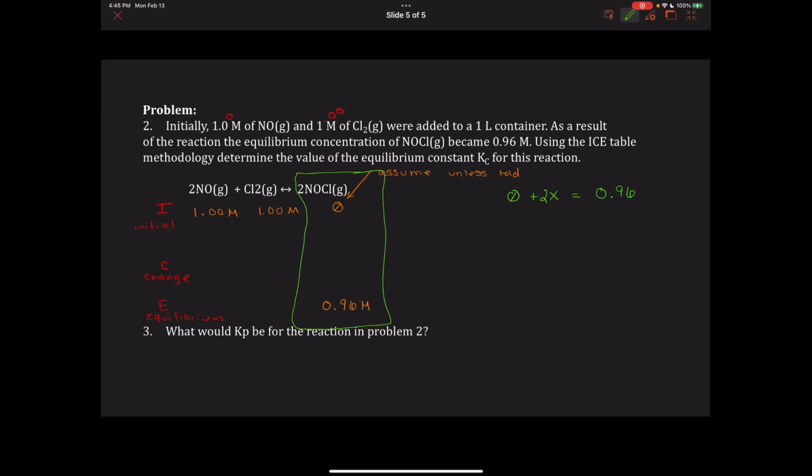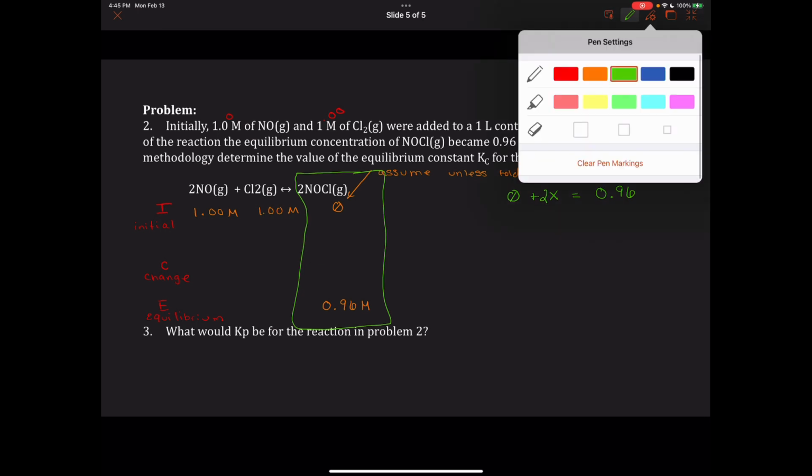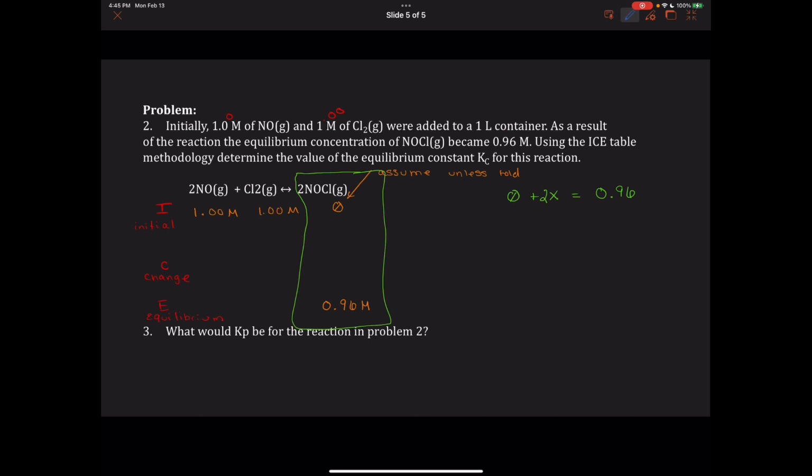Now, I've put a 2x here. My change, so we know as my reaction proceeds, my reactants are going to go down by some amount. And that amount is based on stoichiometry, on their mole ratios. So my NO has a coefficient of 2, it's going to be going down by 2x. My chlorine has a coefficient of 1, so it's going to go down by 1x. And then my NOCl, it has a coefficient of 2. It's a product. It is increasing by 2x.